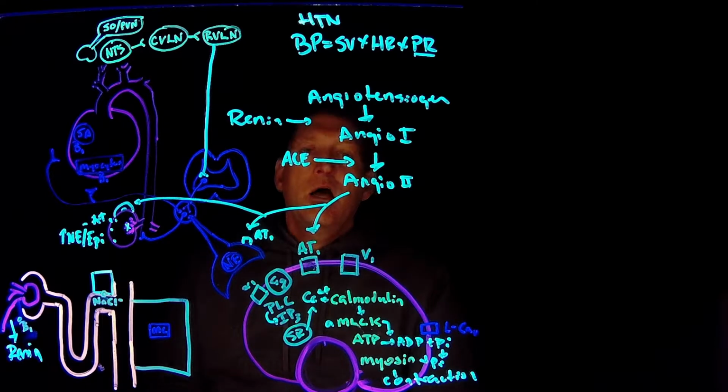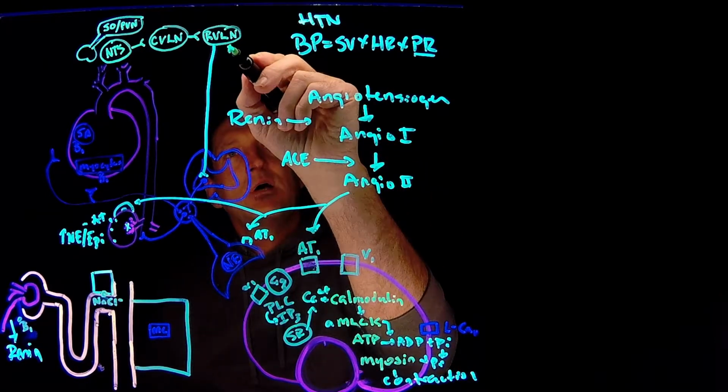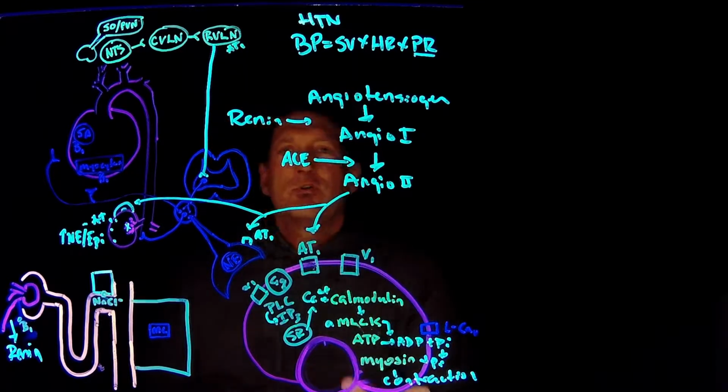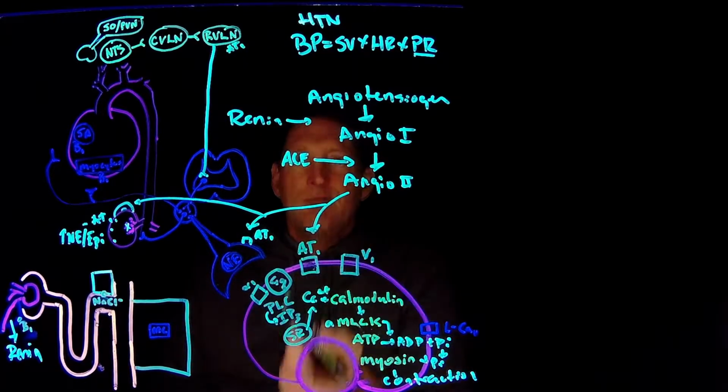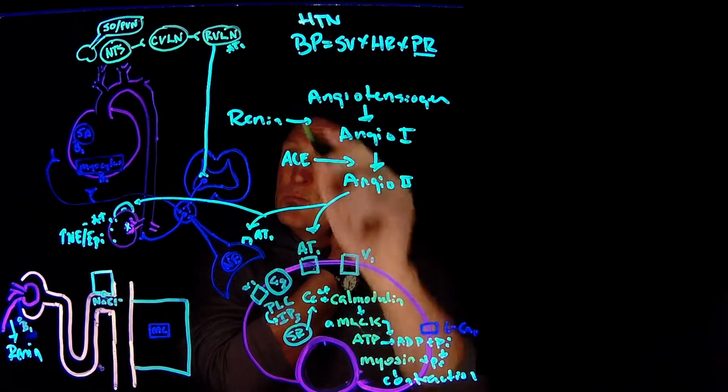If that's not enough, another thing that angiotensin 2 can do is it can actually go to AT1 receptors on the rostral ventral nuclei, and it can increase sympathetic outflow. So now we've got 4 different things that angio2 is doing to increase my blood pressure.